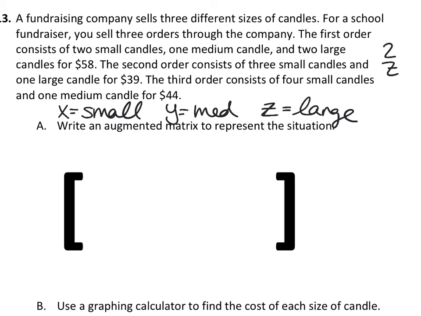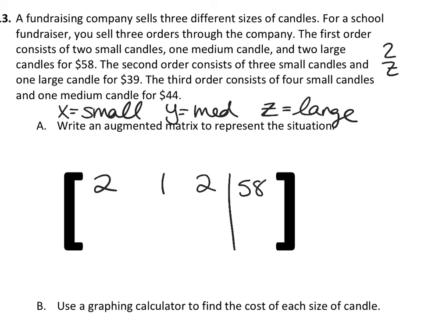So we have small, medium, and large candles here. Our fundraising company sells these 3 different sizes of candle. For the first order that you sell, it consists of 2 small candles. That means that's 2 X's. 1 medium candle, 2 large candles for $58. Do we see how I took the small, medium, and large and put them where X, Y, and Z go?